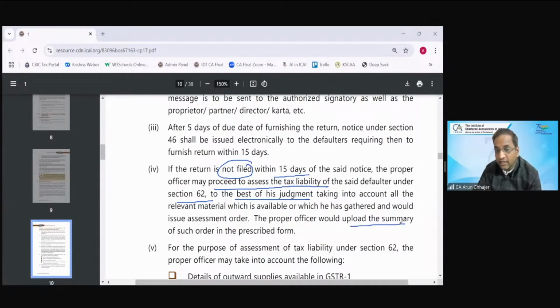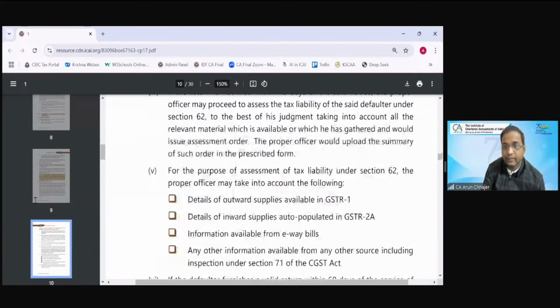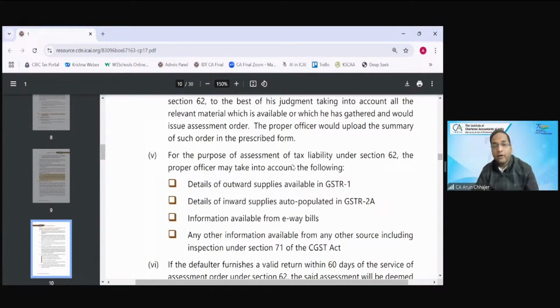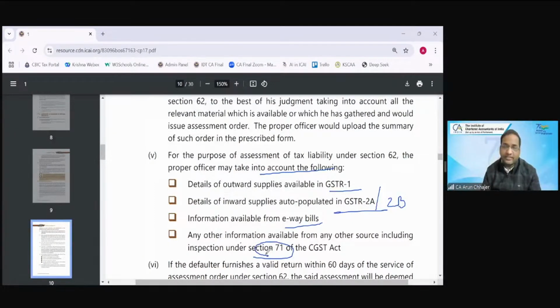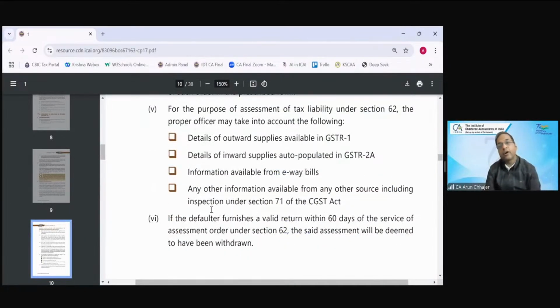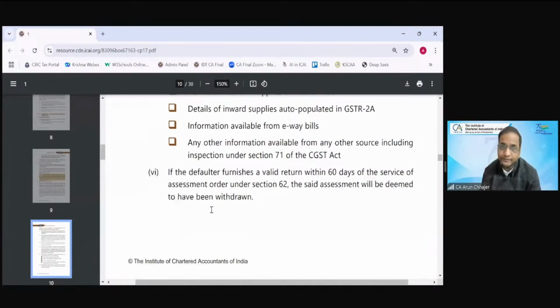The officer would upload the summary of the order. Also, he will upload the order as well as summary of the order, both electronically. For the purpose of section 62, the officer may take into account the following: one, e-way bill, GSTR-2A. Earlier it was 2A, now it is 2B, correct? Or any information which has been gathered under section 71, that is inspection, search, seizure, जहां से भी उसको कुछ information मिला है, that will be gathered, it will be considered for determining the liability to the best of his judgment. If the defaulter furnishes the valid return within 60 days, then the said assessment will be deemed to have been withdrawn.